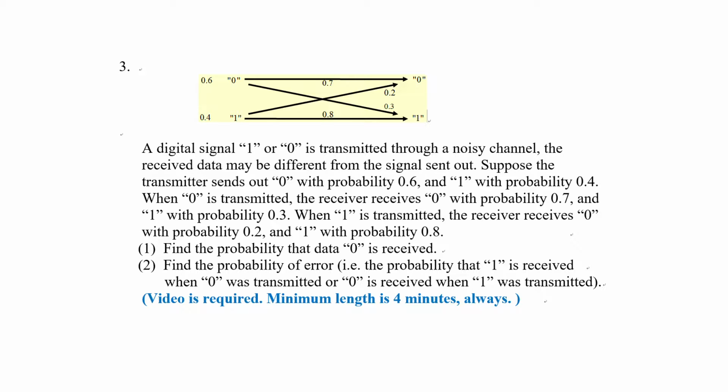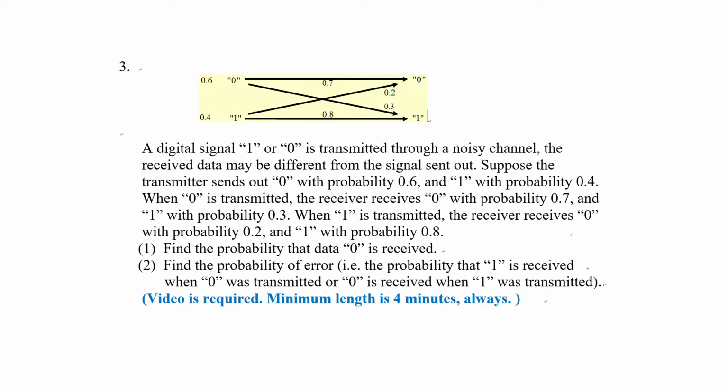First, let me introduce this question. A digital signal, 1 or 0, is transmitted through a noisy channel. The received data may be different from the signal sent out. Suppose the transmitter sent out 0 with probability 0.6 and 1 with probability 0.4.